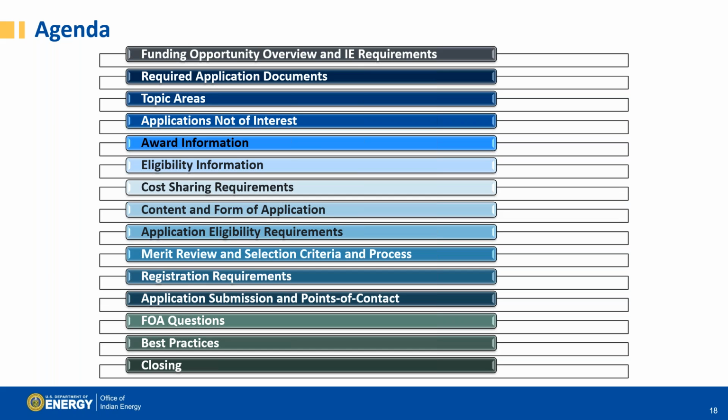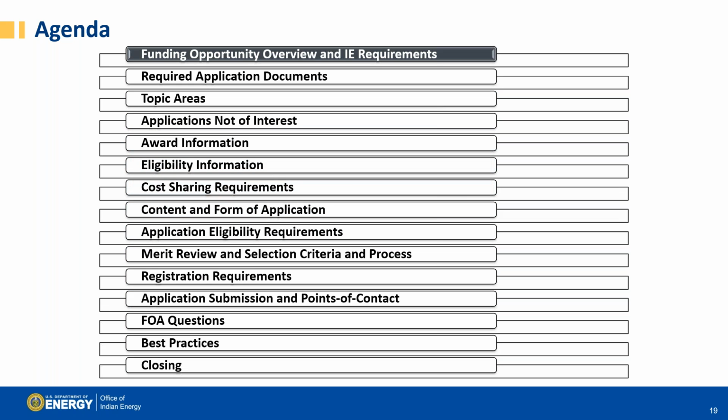Again, if there are any inconsistencies between the FOA, the funding opportunity announcement, this presentation, or statements you might hear from DOE or other personnel, the FOA document is the controlling document, and applicants should rely solely on that FOA language or seek clarification, again, by sending those questions to tribalgrants@hq.doe.gov. Okay, next slide. So we're going to get started on the funding opportunity overview and Office of Indian Energy requirements. Let's go to the next slide, please. Slide 20.